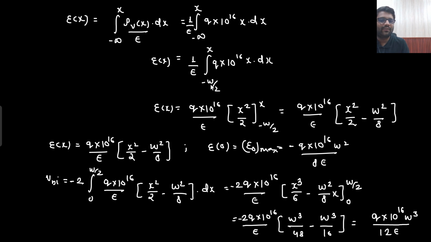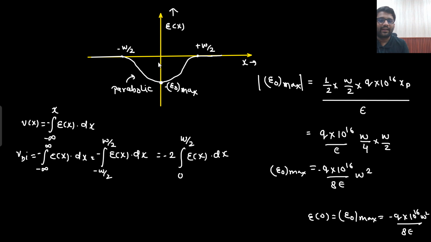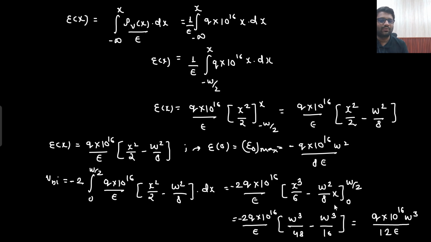The electric field starts from minus w by 2 and I need its expression at any random point x, so I integrate from minus w by 2 till x. This is what I have done, and I get this expression of electric field. From here I can also verify what my E naught max was. E naught max was this much only, and I get the same answer by calculating the total area as well. So E naught max also comes out the same.